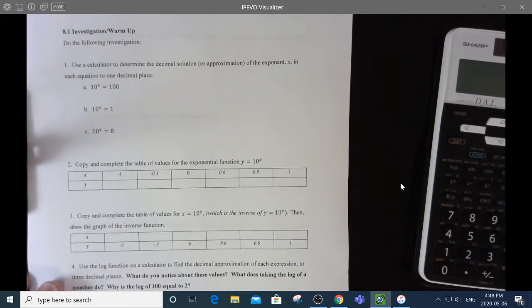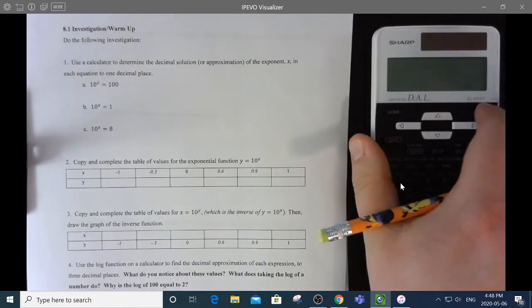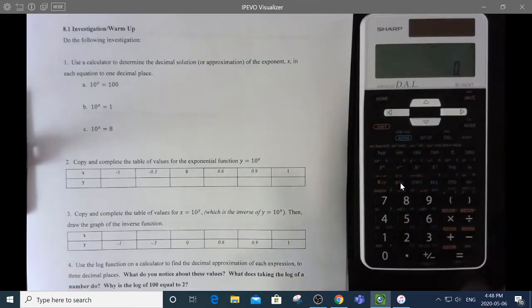What we're going to do is go through this little investigation slash warm-up together. You've got to use your calculator for this. We finally hit a part of the course where we really need our calculator quite a bit, at least in this section. And this is going to introduce us to the fabulous world of logarithm mathematics.